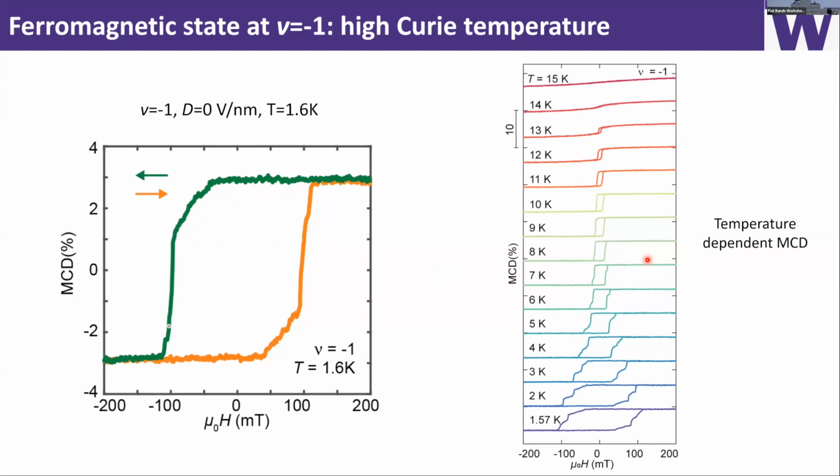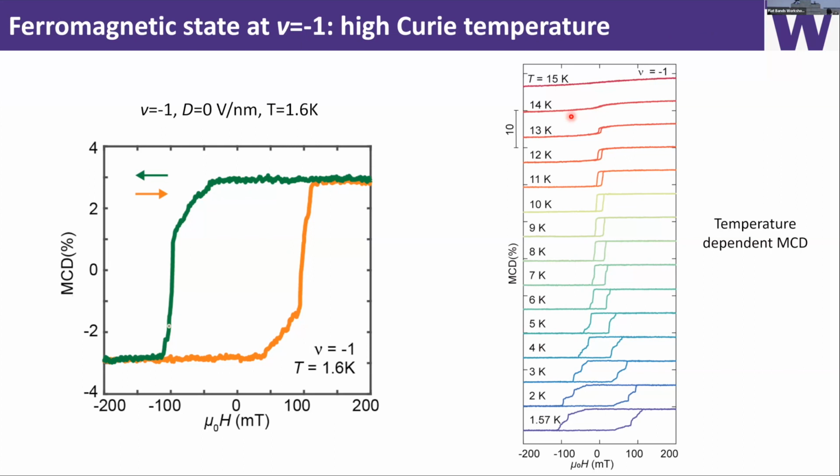And the other interesting effect is that we perform temperature dependence, from the bottom to the top. We increase the temperature from 1.6 Kelvin all the way to 15 Kelvin. So you can see the hysteresis nearly vanishes at 14 Kelvin. This tells us that the Curie temperature of the system is about 14 Kelvin.